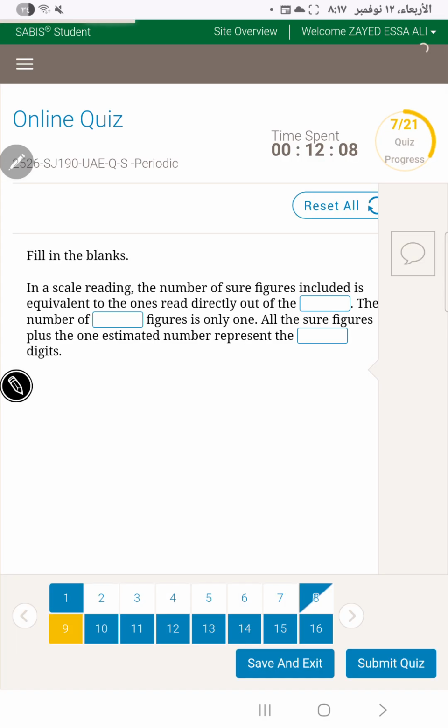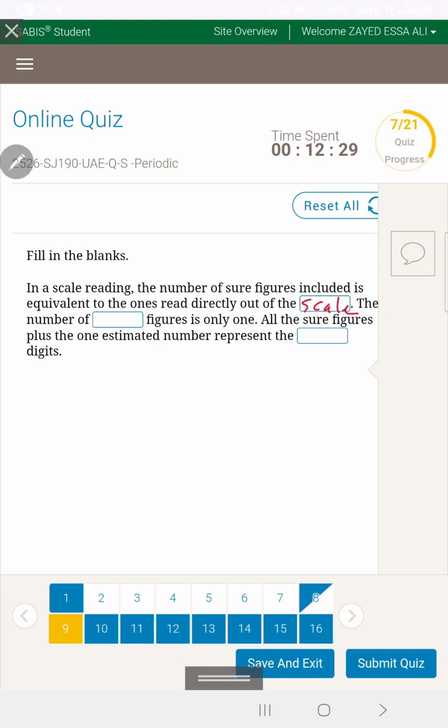Question number 9. In a scale reading, the number of the sure figures included is equivalent to the ones read directly out of the scale. So here you have to write scale. The number of the estimated figures, so here estimated, is the only one. All the sure figures plus 1 estimated number represent the significant figures.